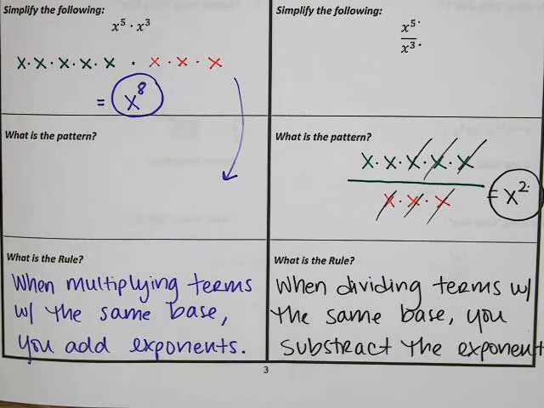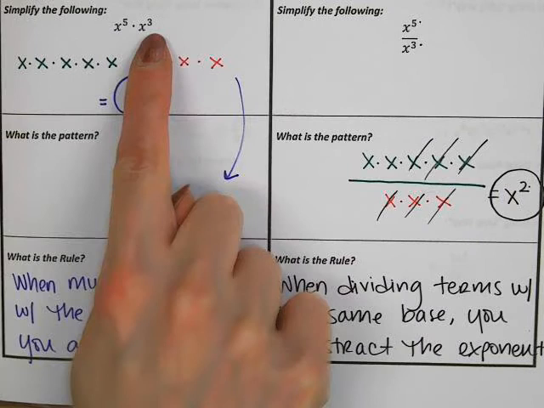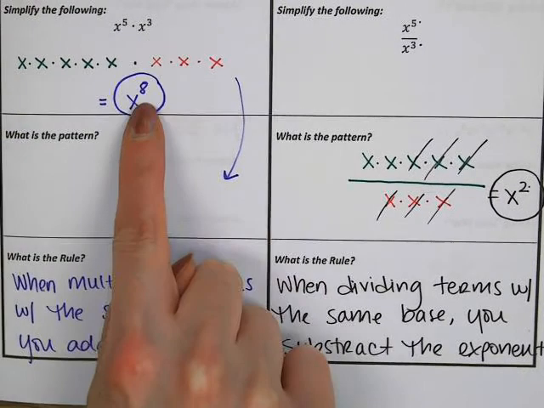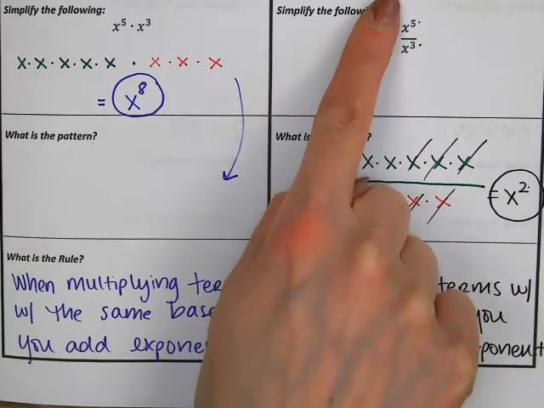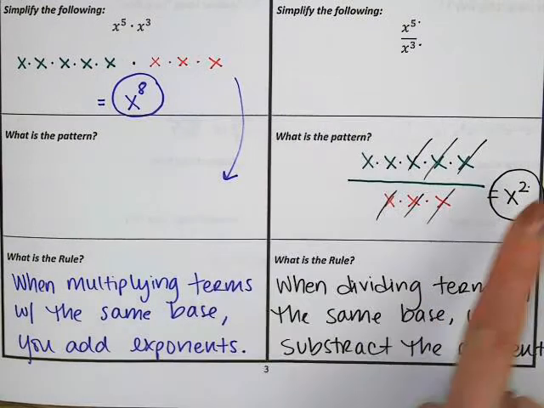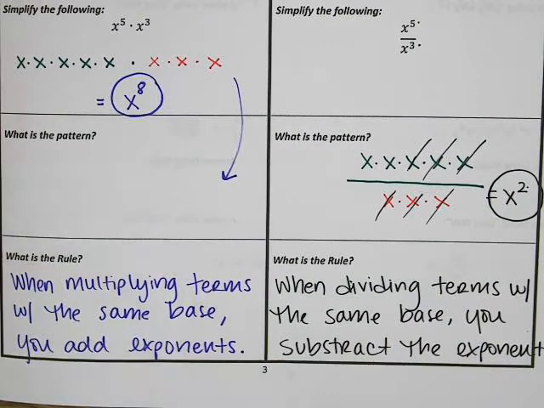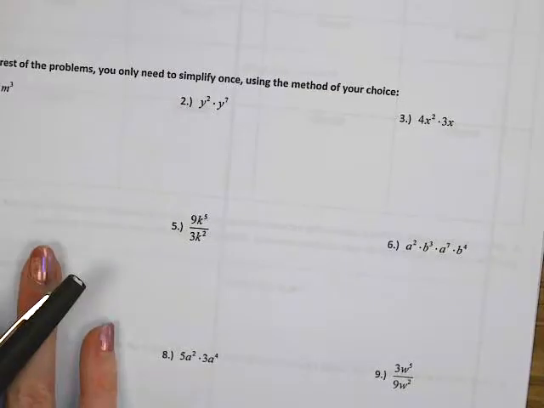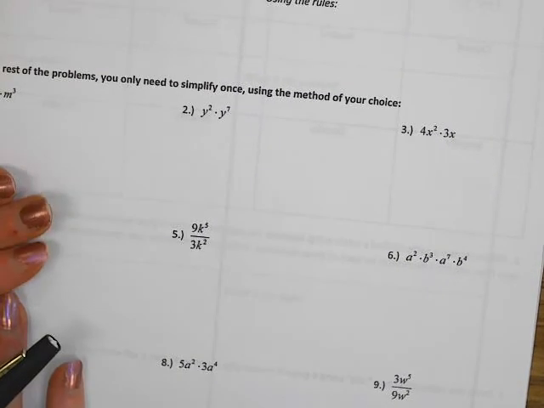So rule number 1, when you're multiplying same bases, you add the exponents. When you're dividing same bases, you subtract the exponents. And then here are just a couple more examples. We'll do a few of these.